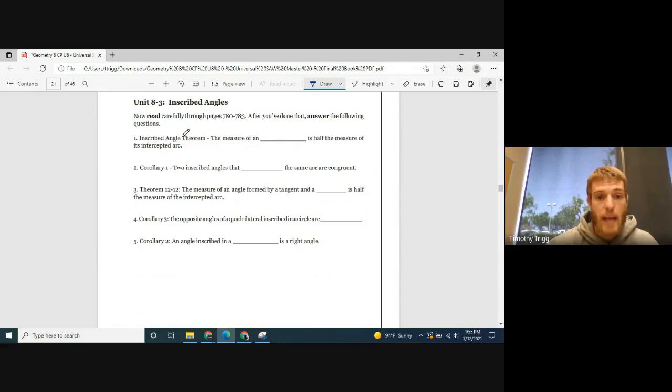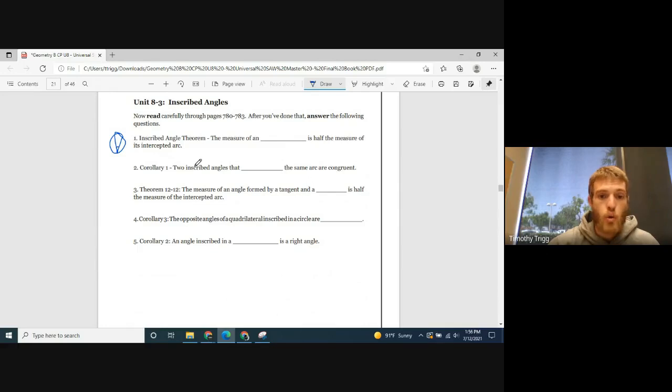So, inscribed angle theorem, the measure of an inscribed angle is half the measure of its intercepted arc. So this should be inscribed angle, goes right here. What that basically means is that if you have an inscribed angle, so let's say this angle here is an inscribed angle, the measure of this angle will be half the measure of this arc. So if this angle is 20 degrees, then the arc would be 40 degrees.